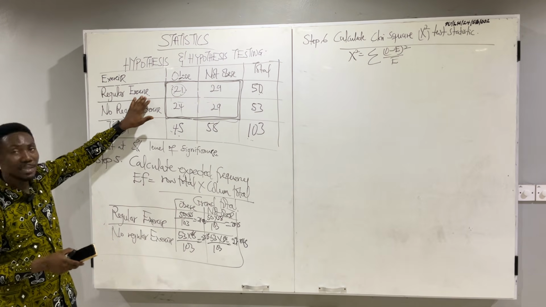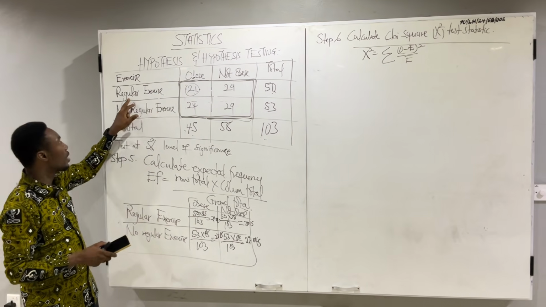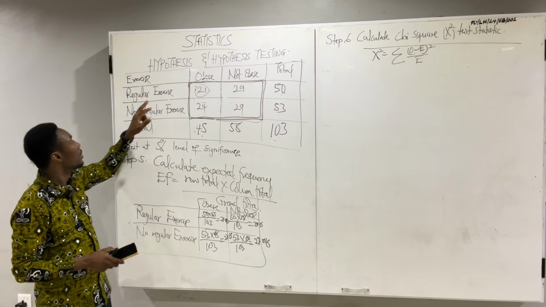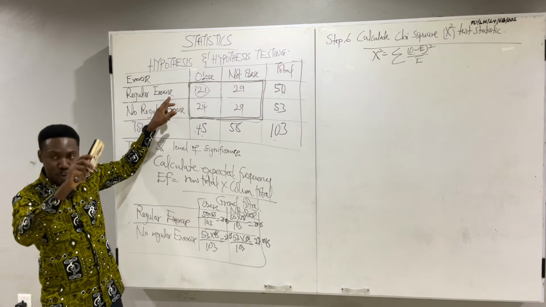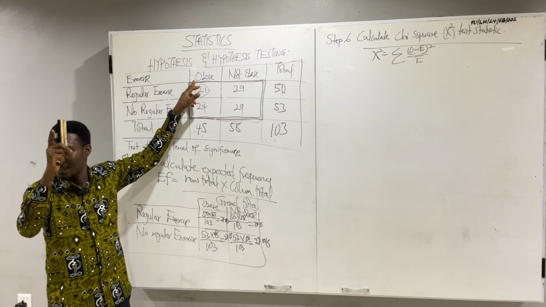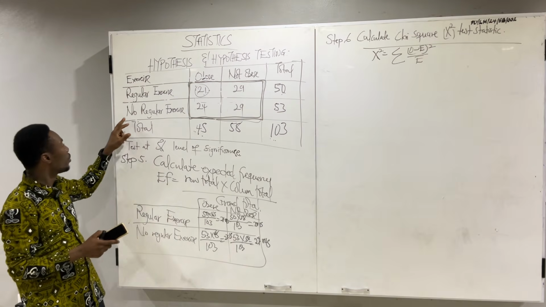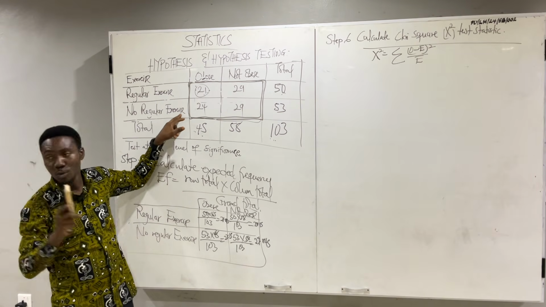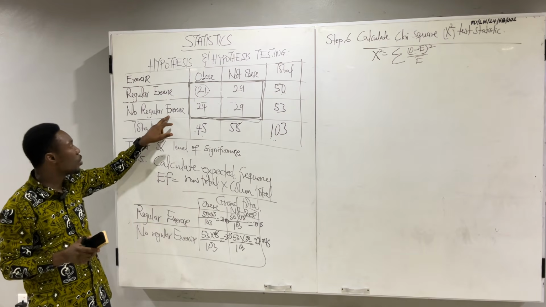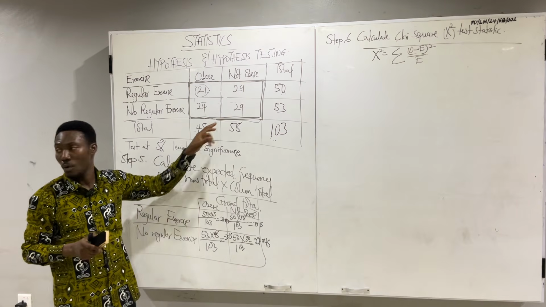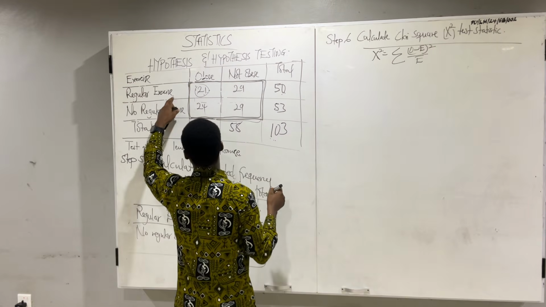People who do regular exercise who are obese, that is 1. Regular exercise, not obese, that is 2. No regular exercise, people who do not regularly exercise who are obese, that is 3. People who do not regularly exercise who are not obese, that is 4. You are not going to write anything from your head. You just write regular exercise, comma, obese.